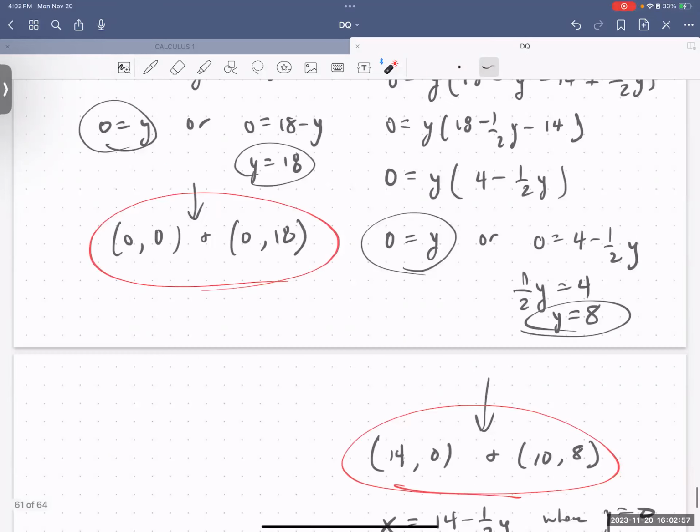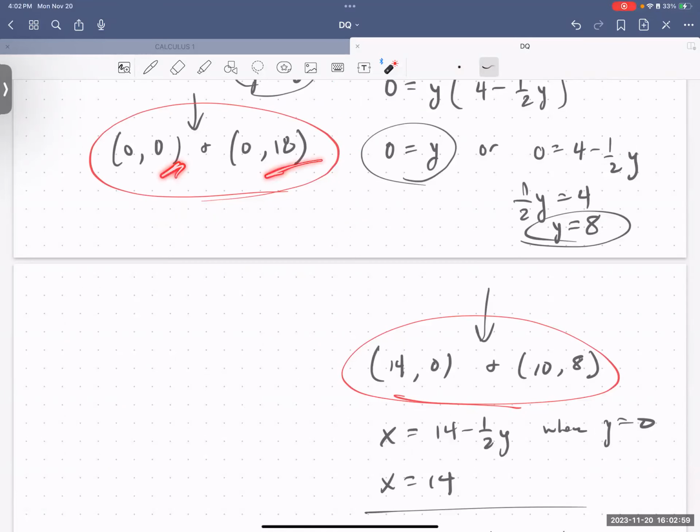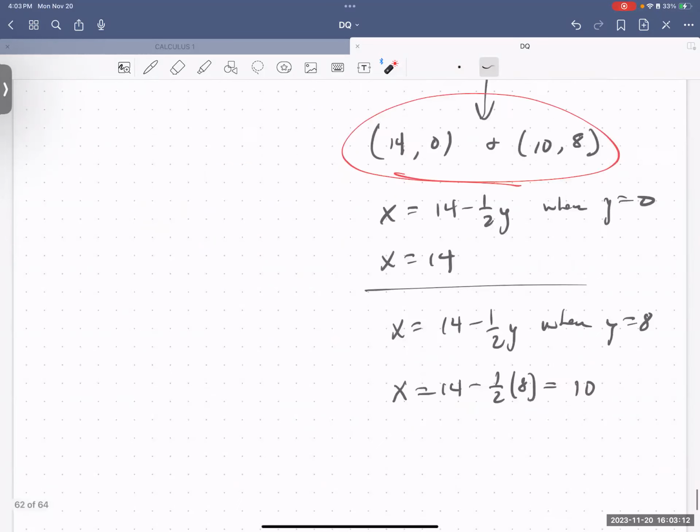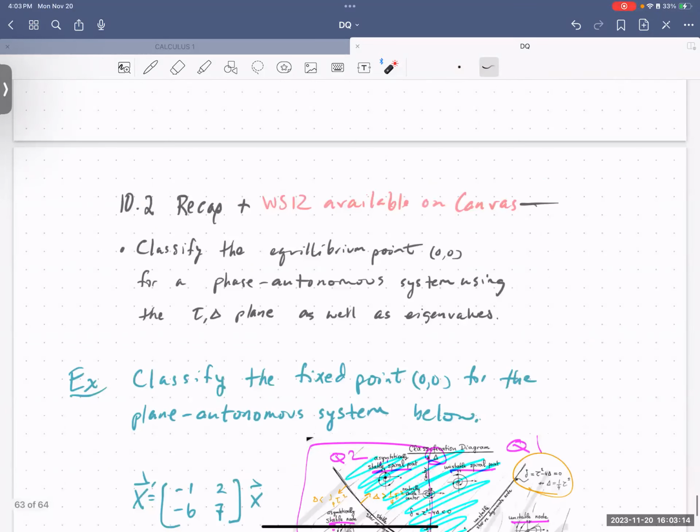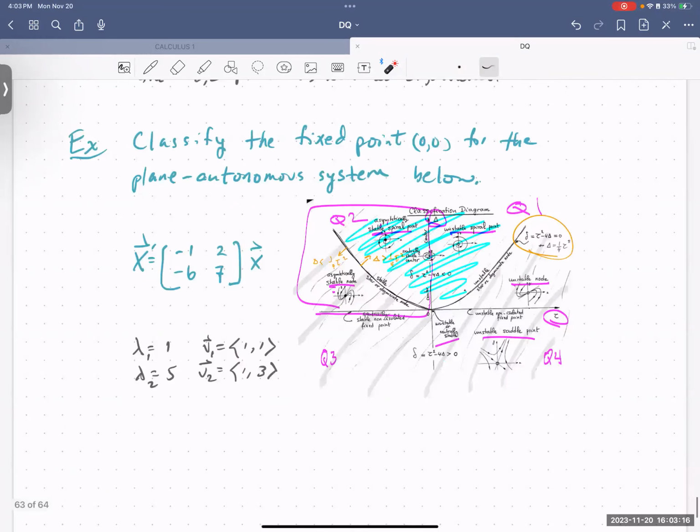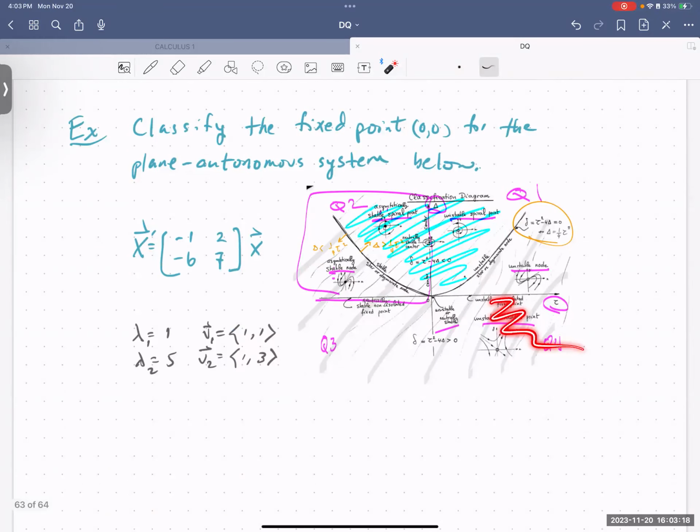We ended up finding 4 of them. We found (0, 0), (0, 18), (14, 0), and (10, 8). For right now, in our class, we're only classifying (0, 0). When you come back from break, we'll classify these others. So (0, 0), when we go to classify it, we're classifying based on eigenvalues and then this trace determinant plane. So let's do that.